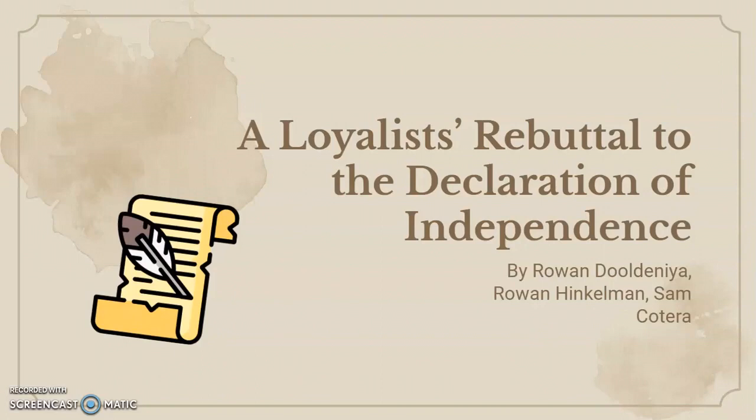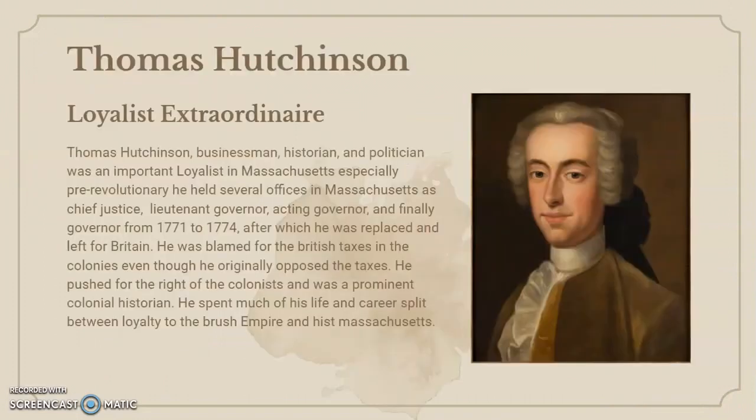This will be a rhetorical analysis of our chosen document, Strictures upon the Declaration of the Congress at Philadelphia, published in 1776. A Loyalist rebuttal to the Declaration of Independence. Said Loyalist is one Thomas Hutchinson. He was a businessman, historian, and politician who held several public offices in Massachusetts throughout his career. A career which he originally spent advocating for colonial rights and opposing taxation before notably shifting his opinions and becoming an outspoken and contested Loyalist, eventually being exiled to Britain.